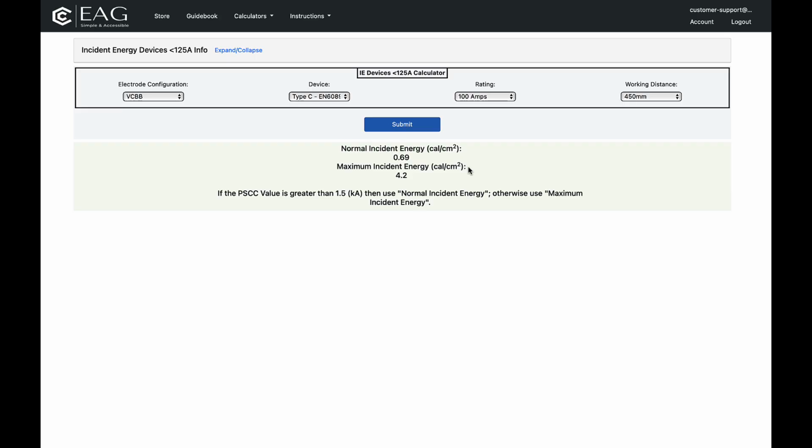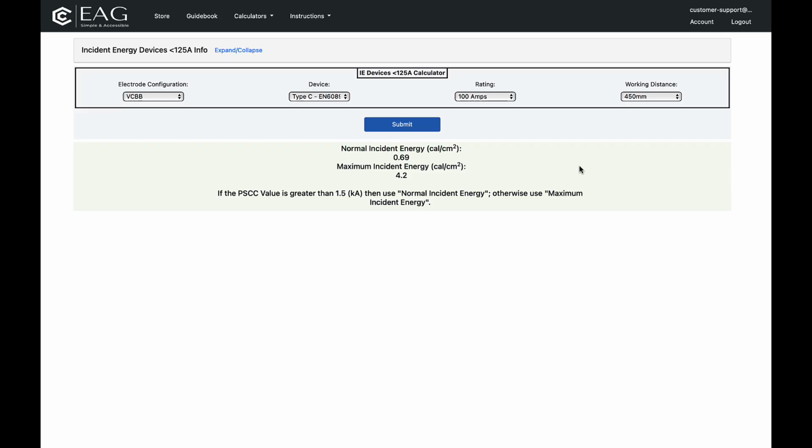Finally, the calculator gives a figure of prospective short-circuit current for where the normal instant energy or the maximum instant energy can be used. In this case, the value is 1.5 kA and is a prospective short-circuit current above which the protective device will operate instantaneously. So if the actual prospective short-circuit current is equal or more than 1.5 kA, then you can use the value given by normal instant energy. Otherwise, use maximum instant energy.